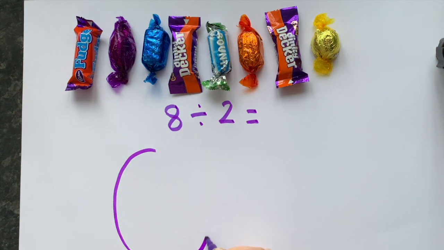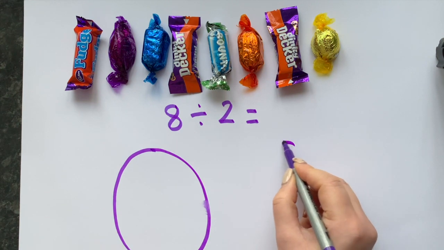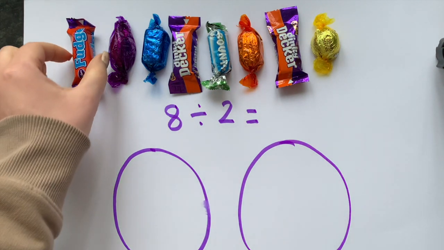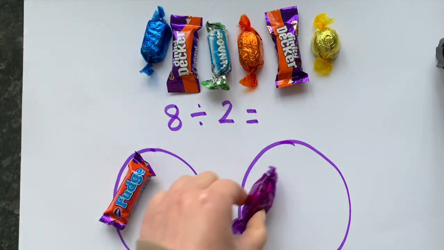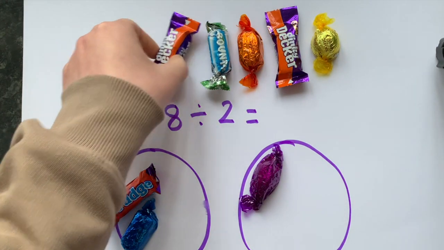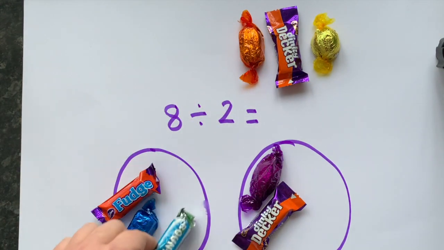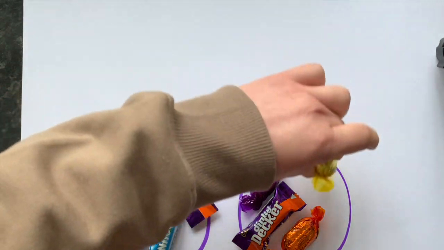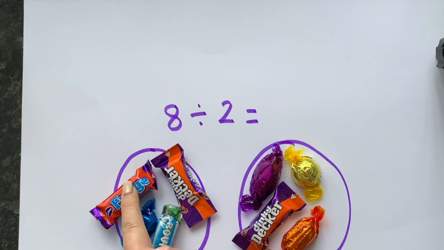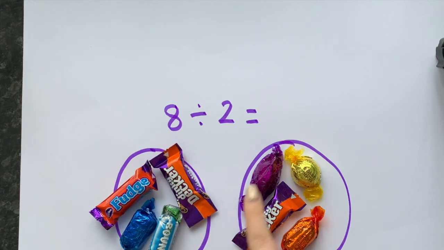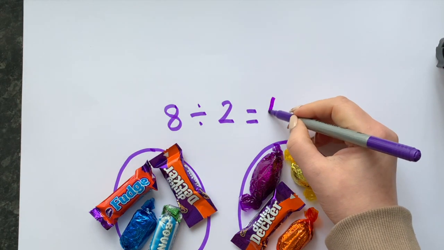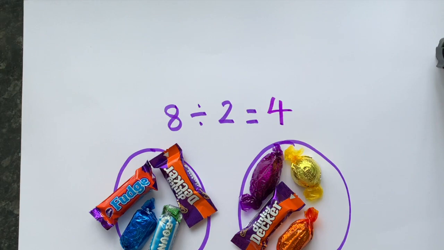To do this, circles are really useful. So I'm going to draw 2 circles and I'm going to share them equally. You have to make sure that you put 1 chocolate in each group each time to make sure that it's fair and equal. What do you think the answer will be? Let's count up. 1, 2, 3, 4. 1, 2, 3, 4. There are 4 in each group, so 8 divided by 2 equals 4.